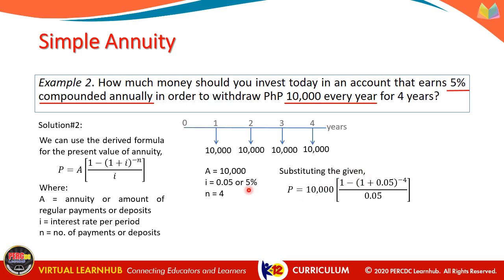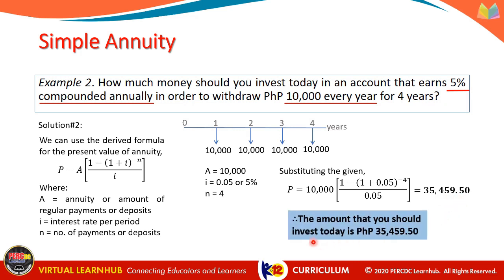Substituting the given values into this equation, we will have present value P is equal to 10,000 times the quantity 1 minus (1 plus 0.05) raised to negative 4, divided by 0.05. Okay, just press this in your calculator and you should get the same answer, 35,459.5. Okay? Therefore, the amount that you should invest today is 35,459.50 in order to withdraw 10,000 pesos every year for 4 years. Alright.